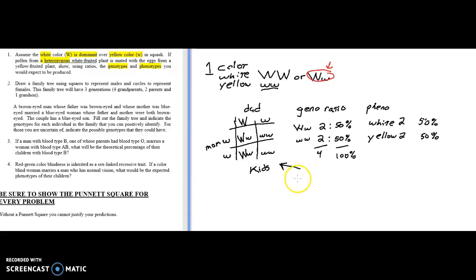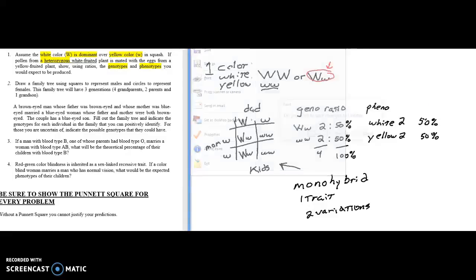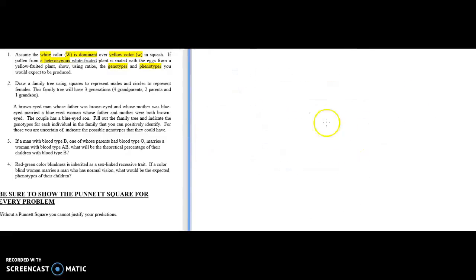Okay, so this is what's called a monohybrid type of cross. Monohybrid: 1 trait, and we see 2 variations for this particular trait. So that's our first one to take a look at here. Alright, let me wipe the slate clean and let's try another one. Okay, so let's take a look at problem number 2.